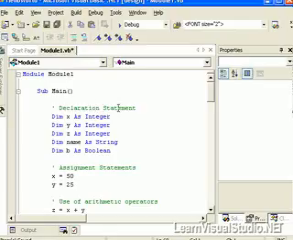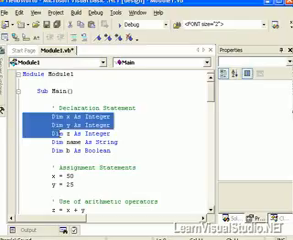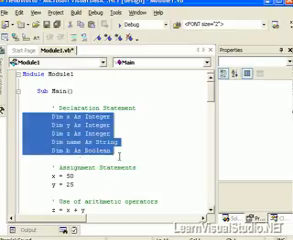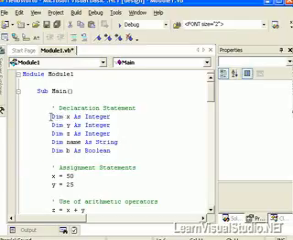For example, a statement is basically a sentence. An expression is a phrase, and an operator can be one of these things like nouns or verbs, a very small part of what makes up an entire statement.